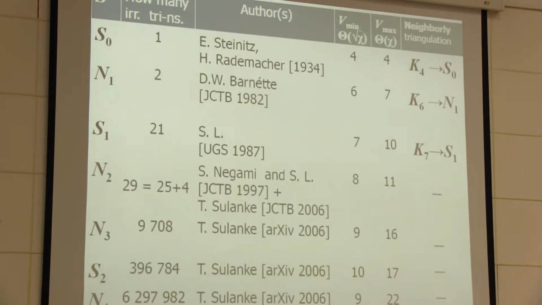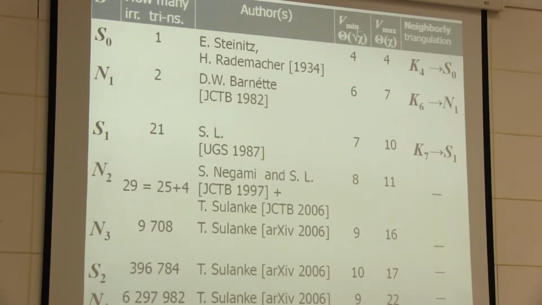The first line is the sphere S0. As I said, I proved above that there exists precisely one irreducible triangulation, K4 in the sphere, which is actually a simple result, and of course it was known a long time ago. This result appears in the remarkable book by Steinitz and Rademacher, published in 1934.